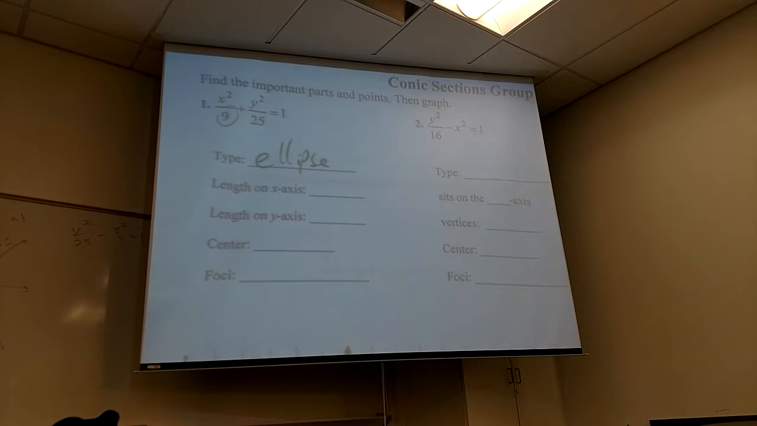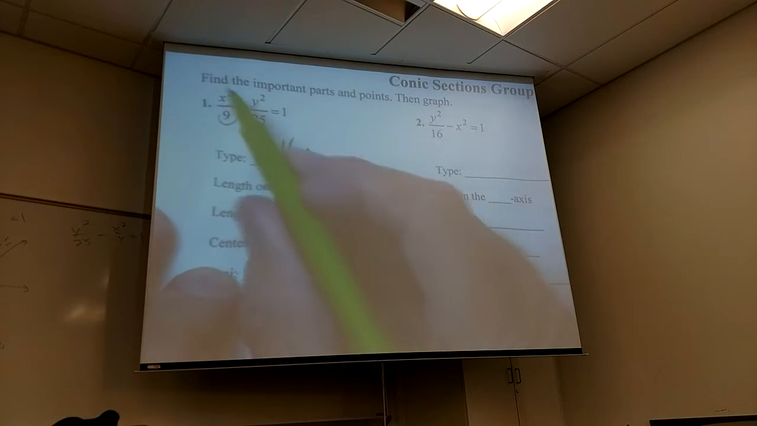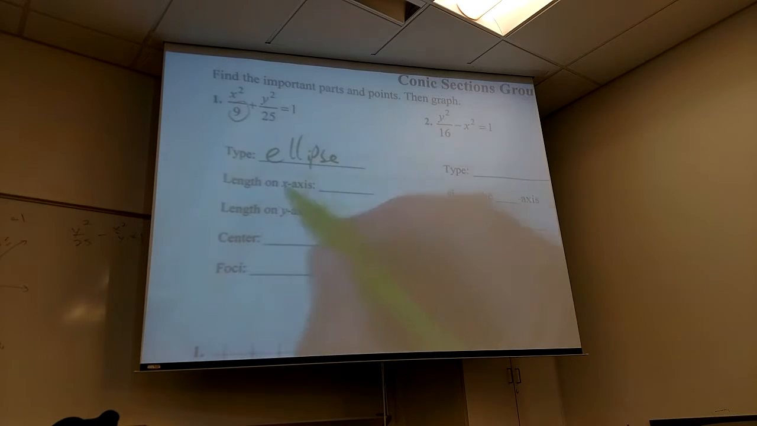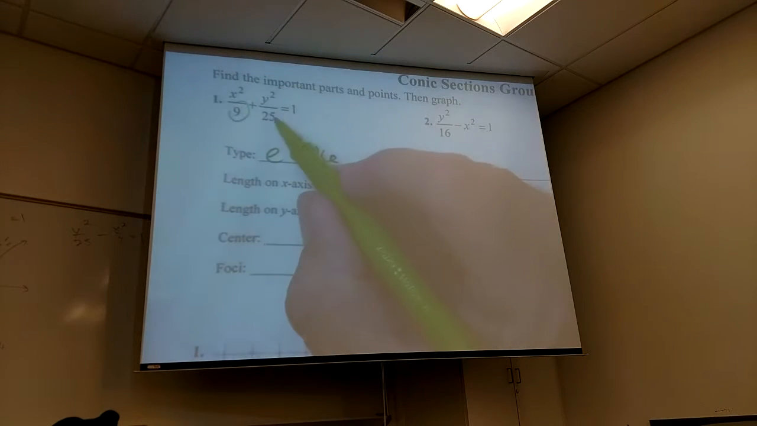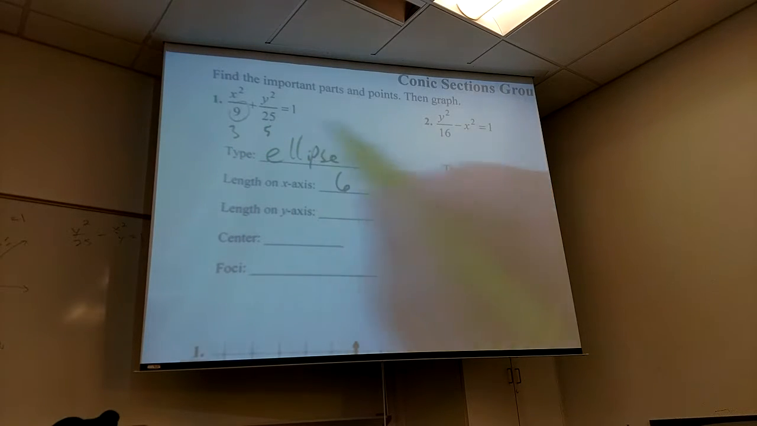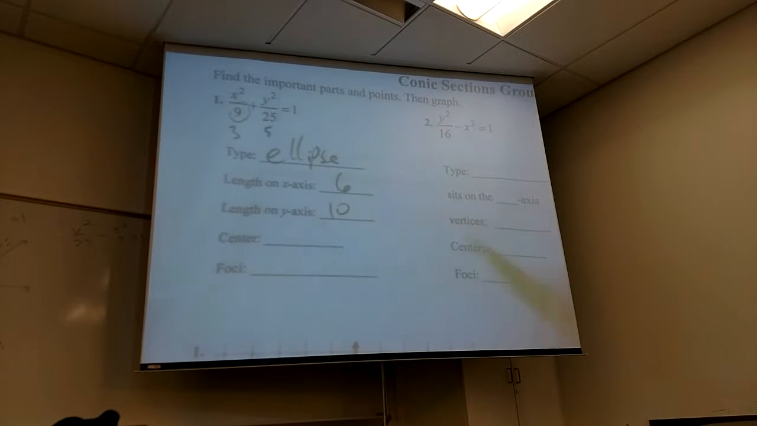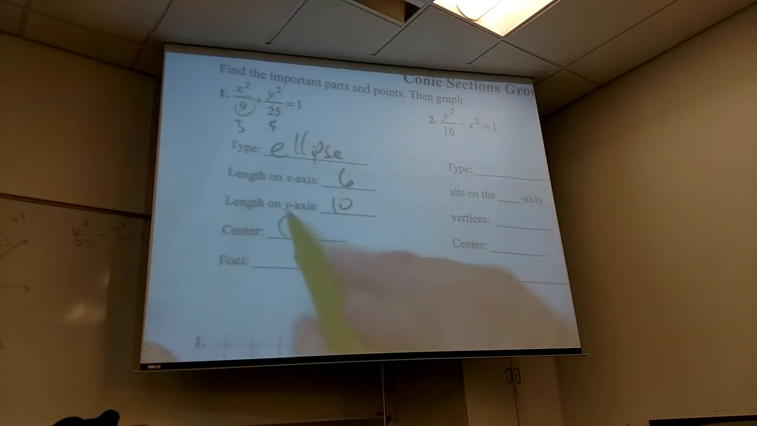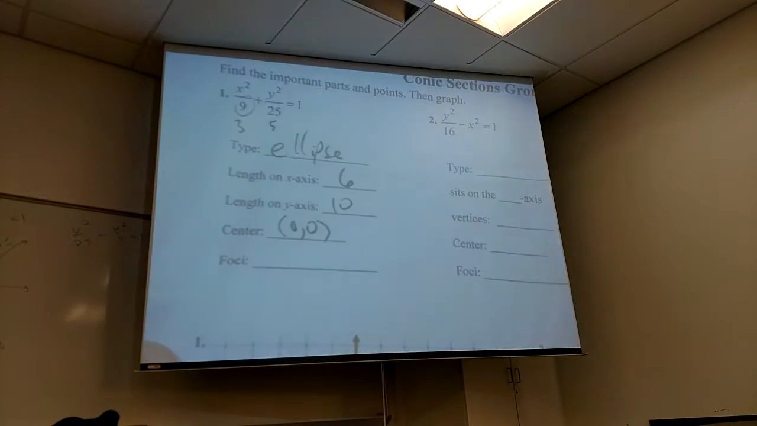Just got to be careful, because if your center is not 0, 0, that number tells you how far to go from the center. It doesn't tell you where to go, it tells you how far to go from the center. Here the center is 0, 0, because there's no x or y pieces I've got to put together. So the length of the x-axis is 6. Because this is 3, this is going to be 5, so the total length on the y-axis is going to be 10. So that's the major axis length. The center, like I just said, is 0, 0, because it hasn't been shifted anywhere.